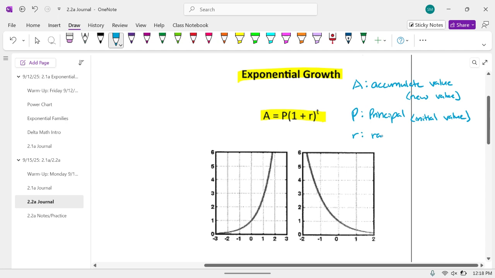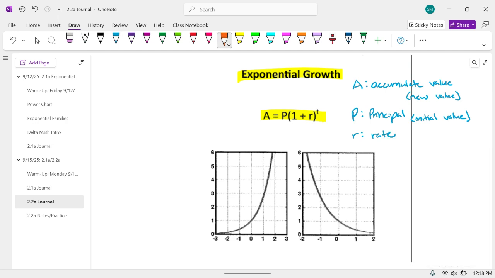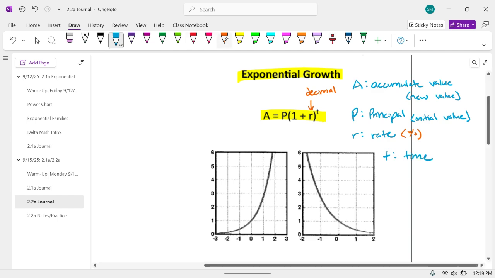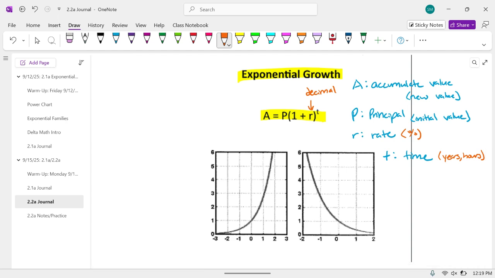R is your rate. So your interest rate, your rate of growth, your rate of decrease, whatever. That's typically given to you as a percent, but in here, it'll go in as a decimal. So you'd have to convert between a percent to a decimal. And then lastly, T is your time. And that's typically either in years or hours. Those are the two typical ones that you see it in, depending on what you're talking about.